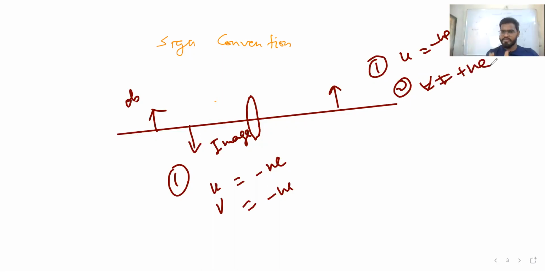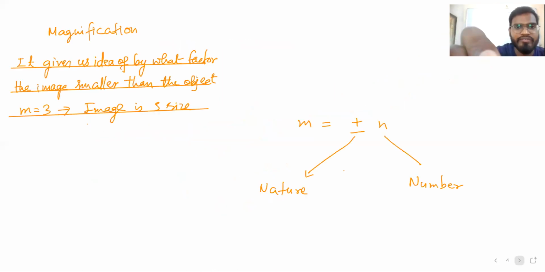Suppose this is the mirror, so we can take one side and the other side. The same side as the object is negative, the other side of the object is positive. So on the same side as the object, anything, either image distance or focal length, you will take it as negative. If it is up, then it is positive. If it is down, then it is negative. That is all about sign convention.